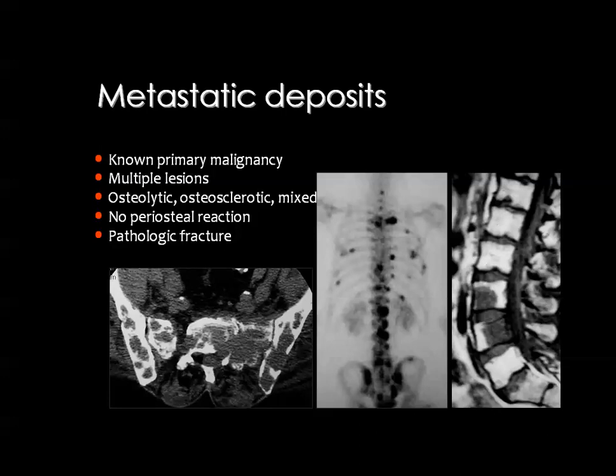The lesions may be osteolytic, osteosclerotic, or mixed osteolytic and osteosclerotic. Usually, you do not see periosteal reaction in cases of metastatic deposits, but if the lesion affects one of the long bones, for example, you may see pathological fracture. One of the helpful criteria for the diagnosis of metastasis is the presence of a known primary malignancy.